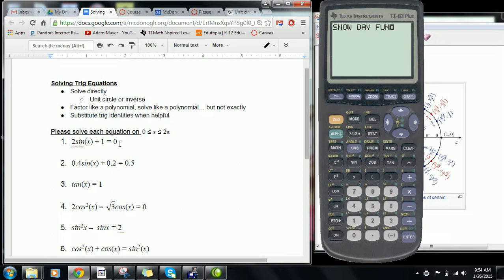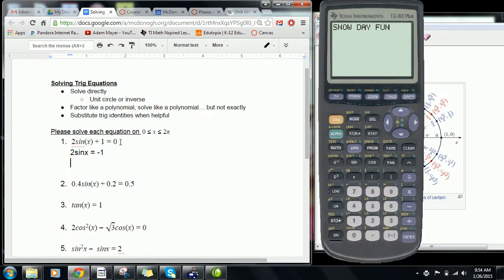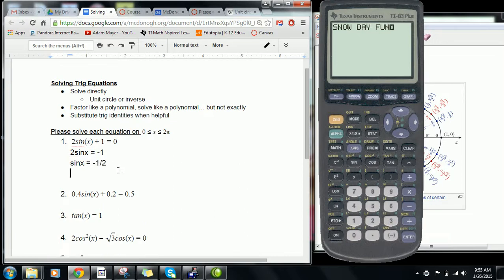For the first one, I'm going to treat sine of x just like I would an x. So I'll subtract 1 from both sides, so I get 2 sine x equals -1. Then I'm going to divide by 2, just like you would if we were solving 2 times x plus 1 equals 0. So we end up with sine x equals -1/2. Once I've chiseled away at the sine of x, which I treat like the whole variable, now is the time either to think about the unit circle or to use my calculator to find the inverses. I'll use the unit circle here.